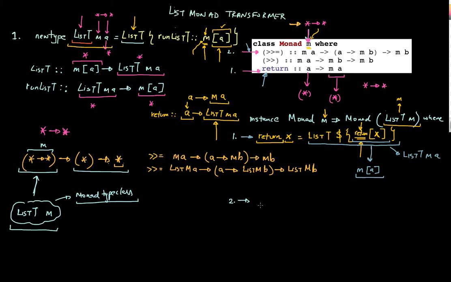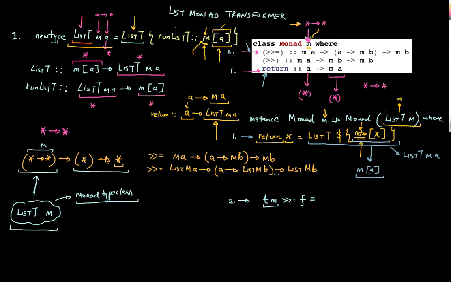Let's have the first parameter as tm, and that's the first value, which happens to be of type list t m a. That's my bind method. The second parameter is this function, and let's call this function f. The implementation of this method is going to be right here. I'm going to provide the implementation in just a second.